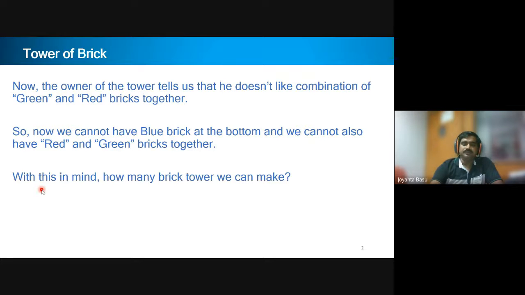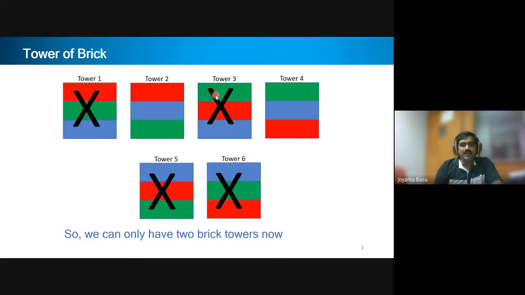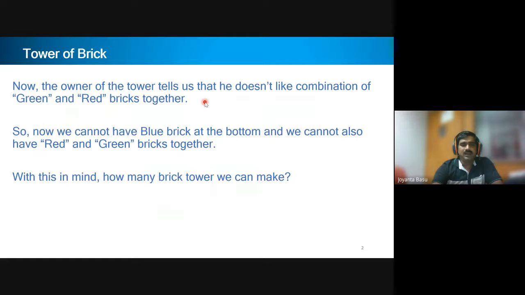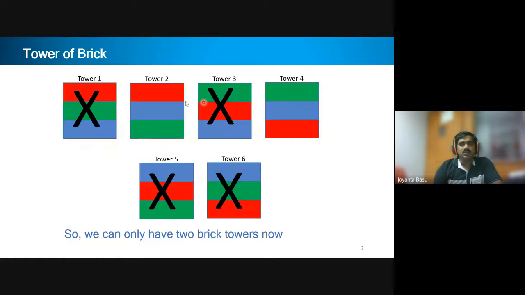Okay, so you think that red and green is there, so the combination of red and green should not be together. So only two combinations are possible, two towers are possible. So we are minimizing the combinations. After I give more and more conditions, the number is reducing.